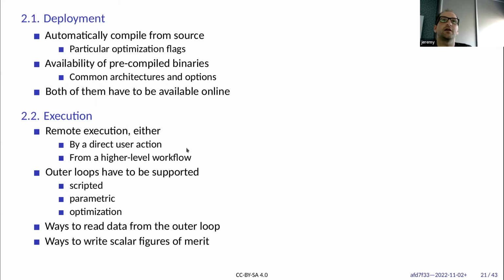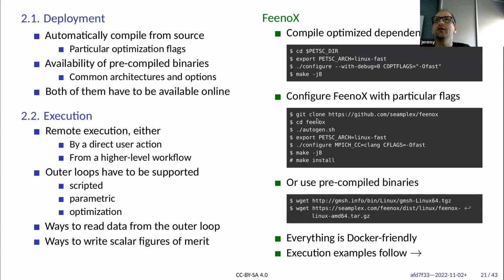Another requirement is that you can automatically compile the tool from source, like running scripts. There should preferably be pre-compiled binaries. They have to be available online, and the execution should, of course, allow remote execution. And you can have scripted parametric or optimization loops. There should be ways to read the data from this parametric loop and write the results back. We will go through that.